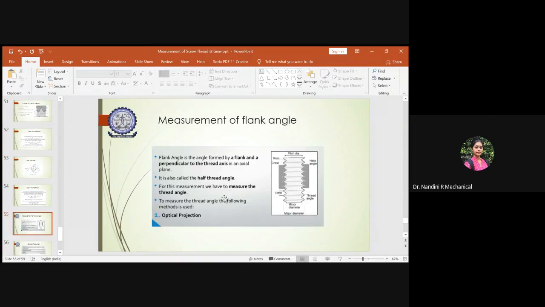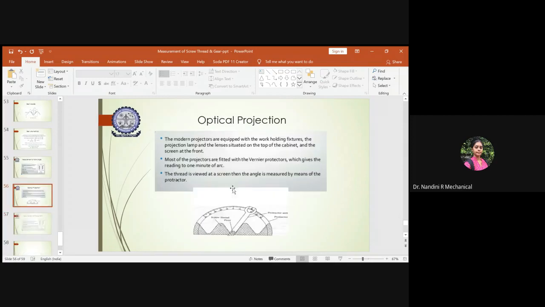Okay, so then we are having an optical projection. Why do we use an optical projection to measure the flank angle? What is the need of it? What do you mean by half thread angle? All those things you have to explain. An optical projection, how does it look and how do you determine the flank angle?